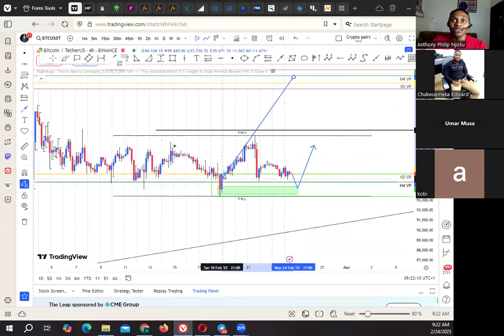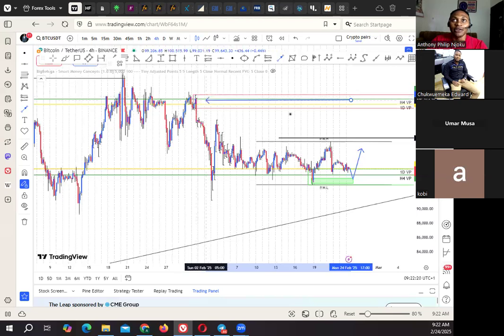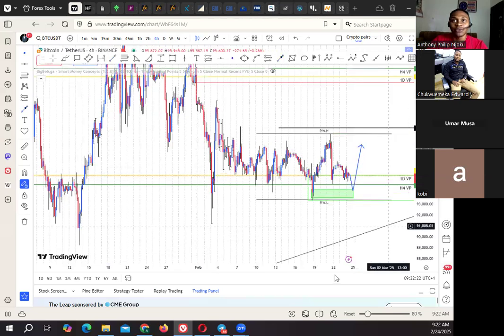This is the 4 hours demand over here. This is the last red candle that broke this high. So it's the 4 hours demand, okay? And then supply, okay? But let me show you something that you guys haven't seen for some time.